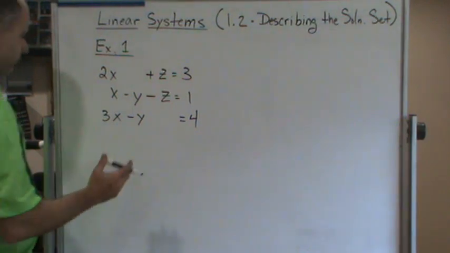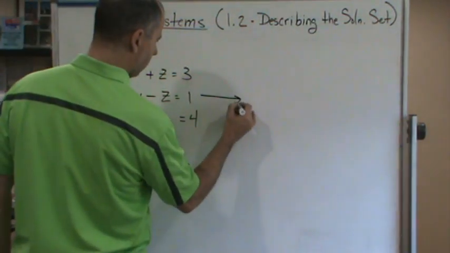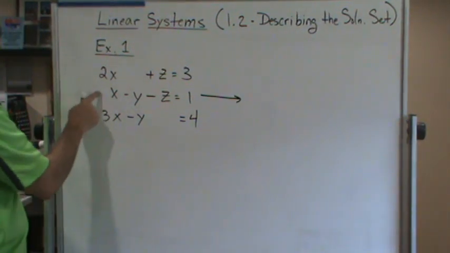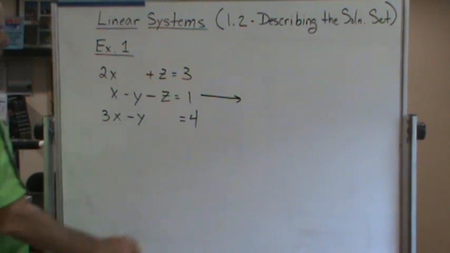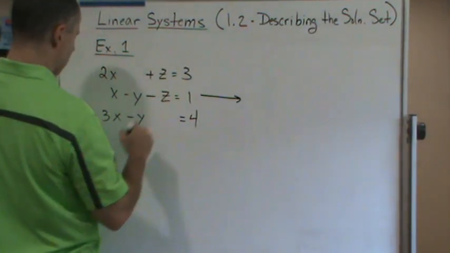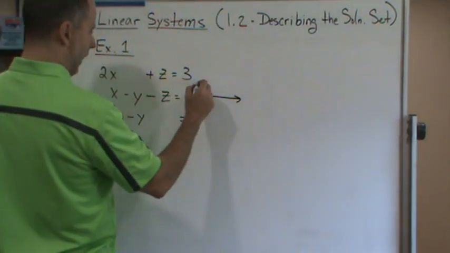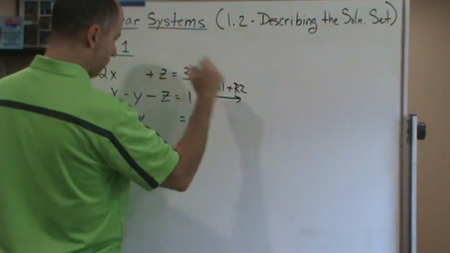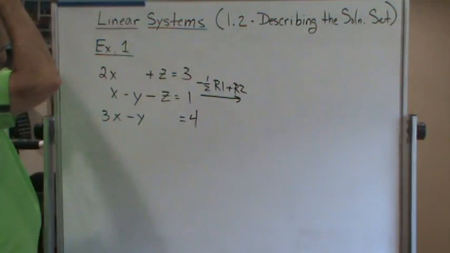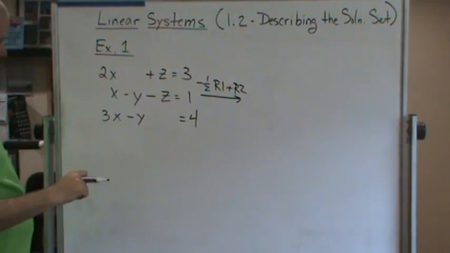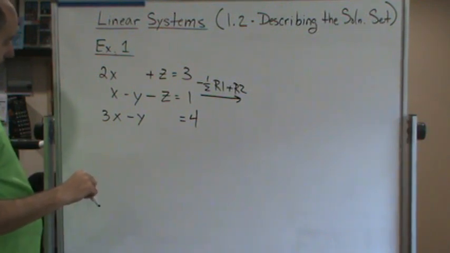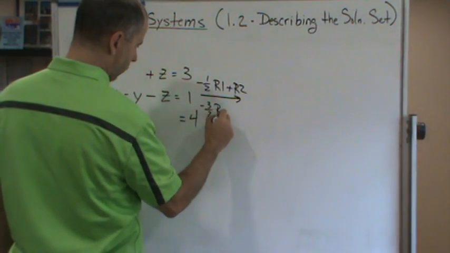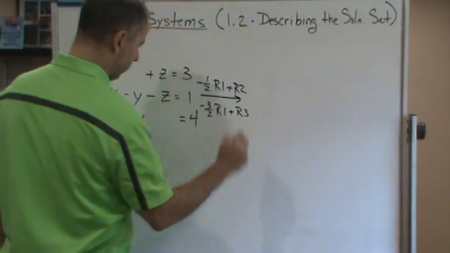And let's solve it. So now what we're going to do is take row 1 and eliminate the x's in rows 2 and 3. So we're going to do negative 1/2 row 1 plus row 2, and then we're going to do negative 3/2 row 1 plus row 3. Okay?